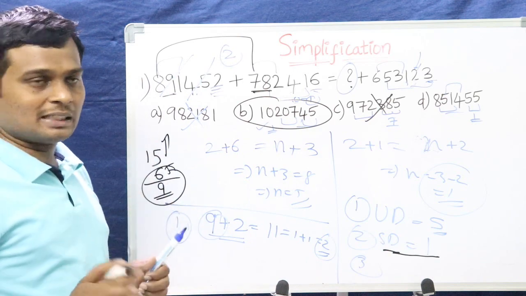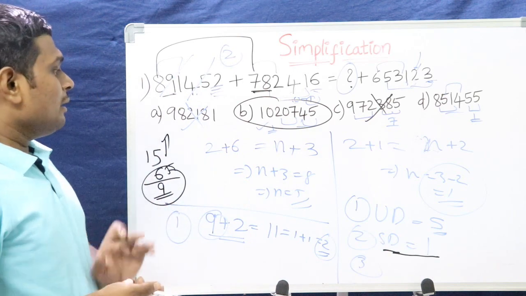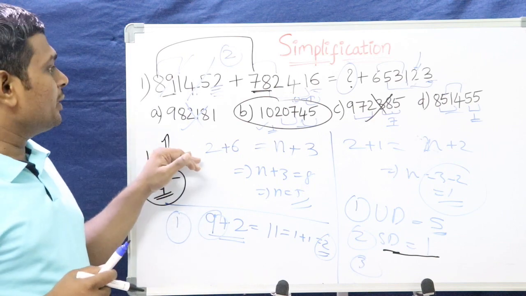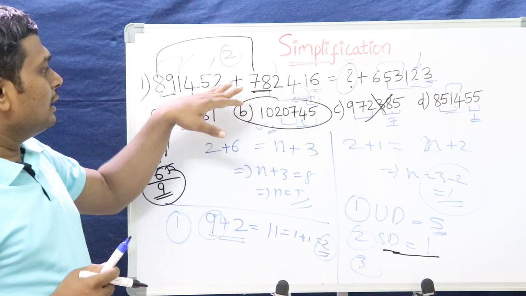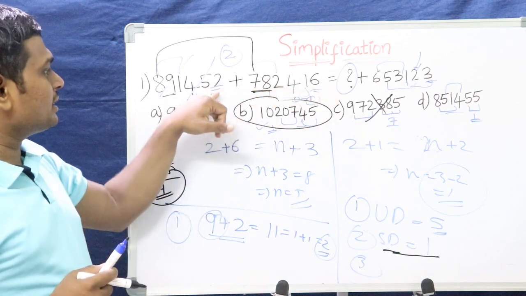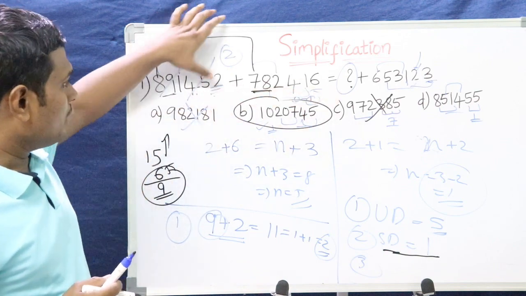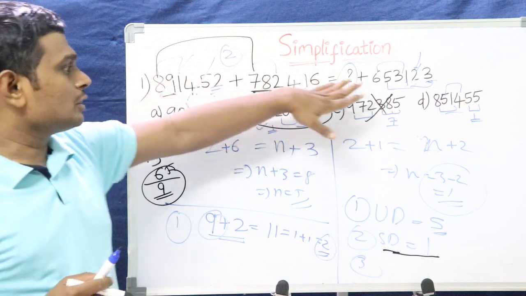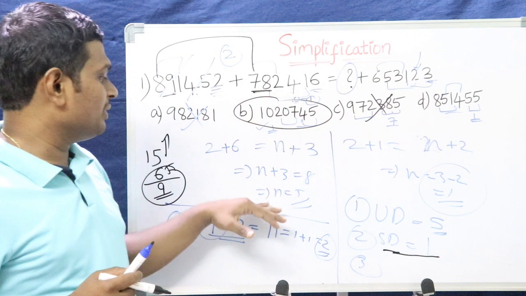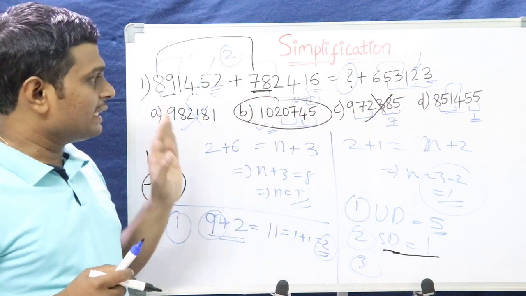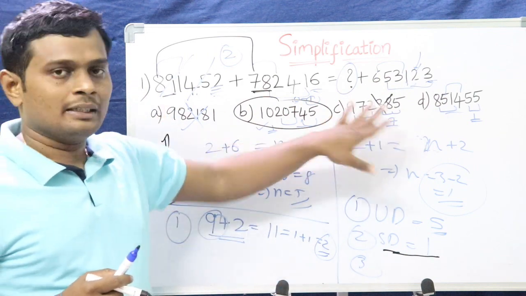I hope you understand it. Let me recap it. First, we need to calculate the unit digit. How can we calculate the unit digit? On the left hand side of the equation, we have 2 and 6, 2 plus 6. Let's assume the unknown number's unit digit is n. n plus 3, what did we get? n is equal to 5. That means the resultant unit digit should be 5.